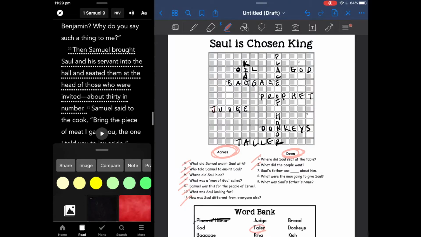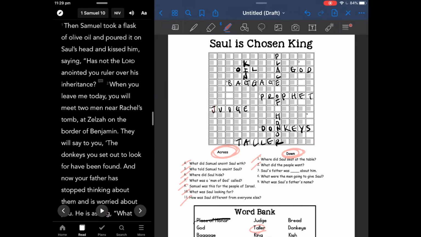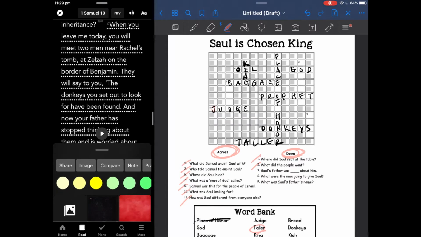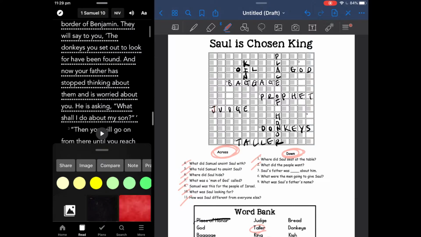Question 3. Saul's father was thinking about him. What did he say about Saul? If you look at chapter 10, verse 2, it says, "They will say to you, 'The donkeys you set out to look for have been found, and now your father has stopped thinking about them and is now worried about you.'" Yes. So Saul's father actually worried about Saul. So I'm going to write worried. Worried.